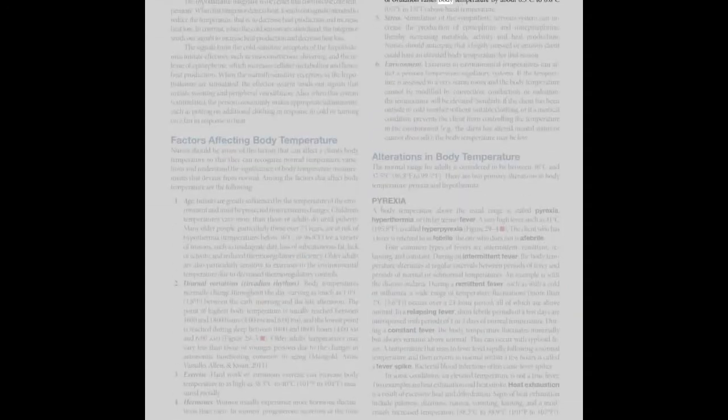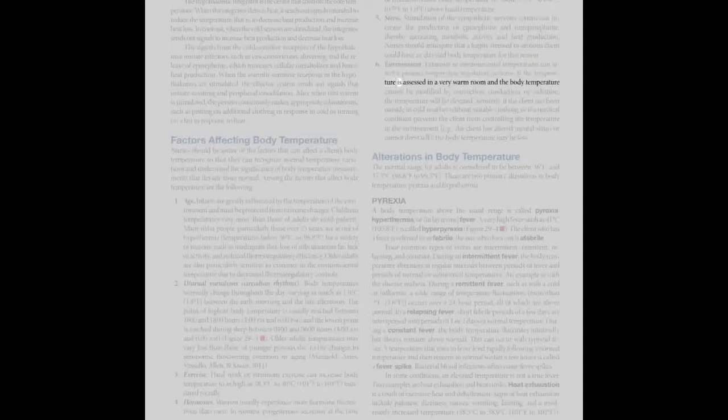Ovulation raises body temperature by about 0.3 to 0.6 degrees Celsius, 0.5 to 1.0 degrees Fahrenheit, above basal temperature. 5. Stress. Stimulation of the sympathetic nervous system can increase the production of epinephrine and norepinephrine, thereby increasing metabolic activity and heat production. Nurses should anticipate that a highly stressed or anxious client could have an elevated body temperature for that reason. 6. Environment. Extremes in environmental temperatures can affect a person's temperature regulatory systems.